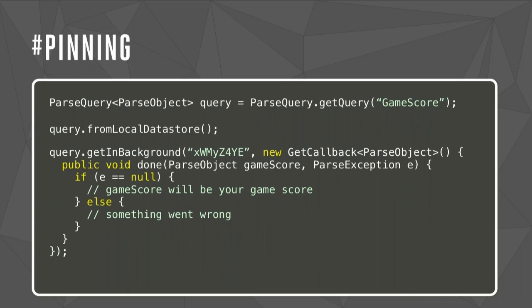Now, a lot of times, obviously, you're not going to have an object ID, especially if you just created this object. So you won't necessarily do a getInBackground, but ParseQueries support fromLocalDataStore for any ParseQuery. So even if you don't know the object ID, you can select specific search criteria and pull up exactly the set of objects that you want, as long as they've been pinned.